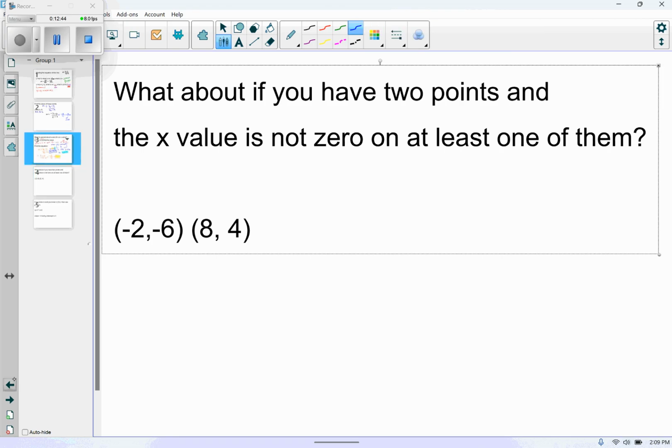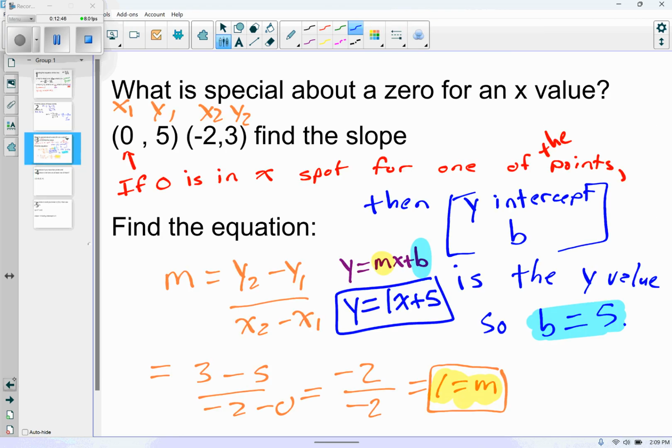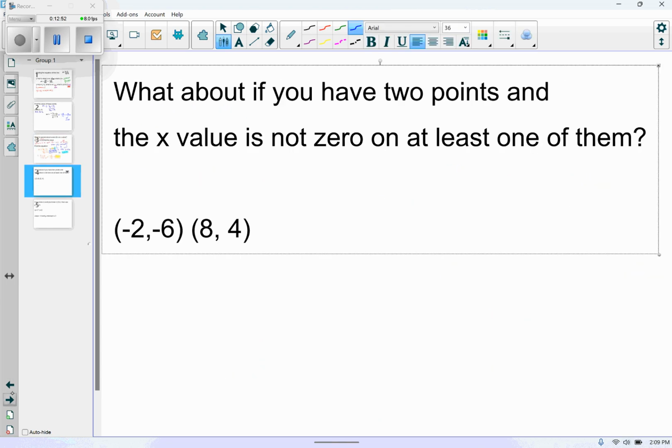I'm going to go back. This was the y-intercept because that was 0. What am I missing? 0 in what spot? You're totally right. In the x. I don't have a 0 in the x spot. Everyone agree? So I don't know what the y-intercept is at this point. Is that okay to say that? Okay? So I don't know.